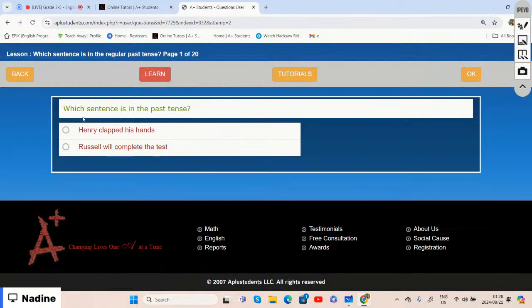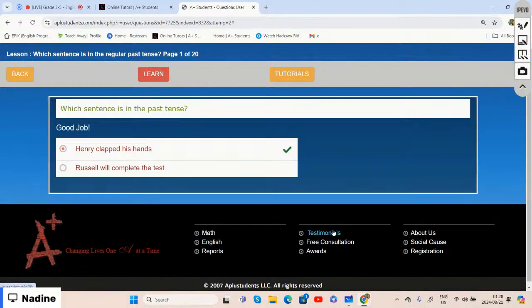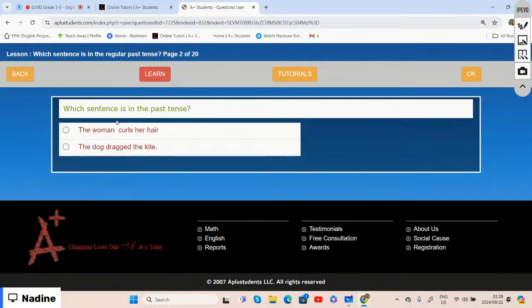All right, so we can say Henry clapped his hands. Right, so well done. Option 1 is correct. The woman curls her hair, or option two, the dog dragged the kite.